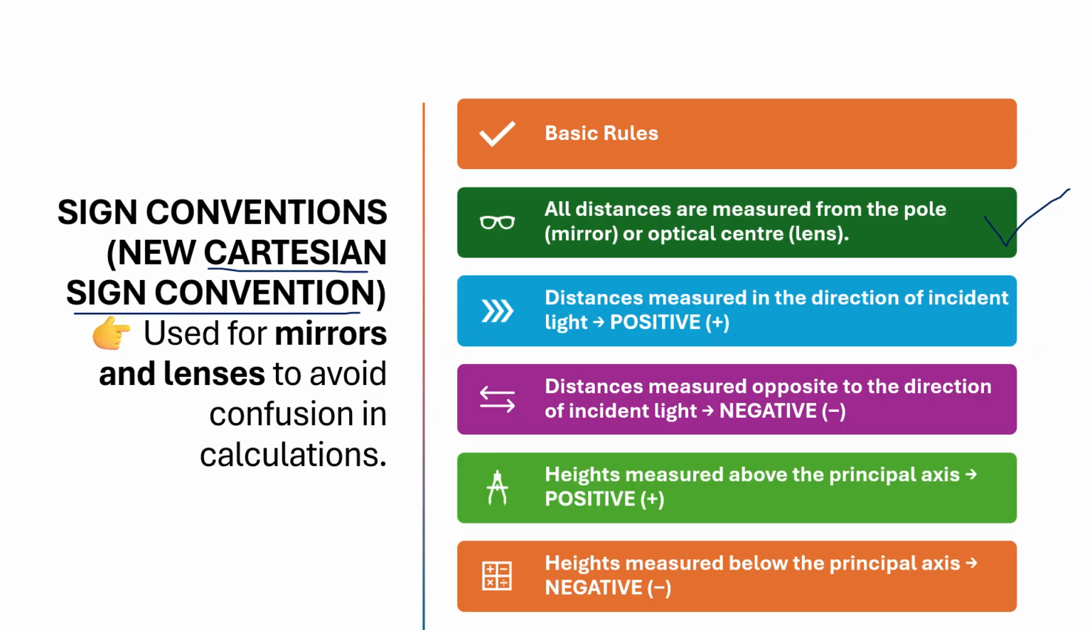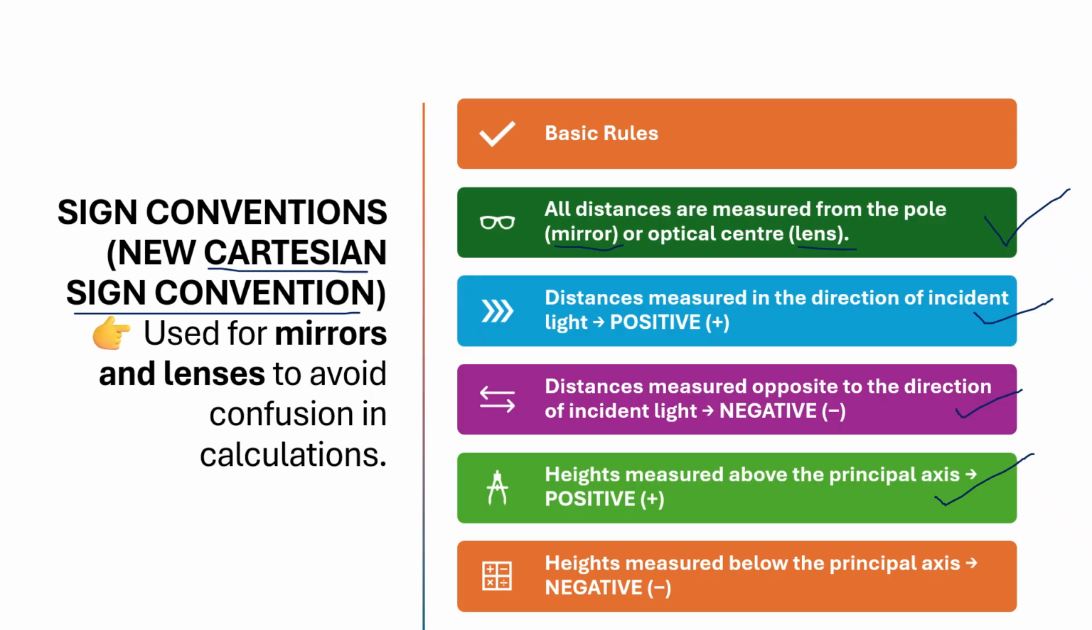Please, it's a request that you write down these points. All distances are measured from the pole or optical center. When we say pole, that's mirror. Optical center, we're talking about lens. Distances measured in the direction of incident light are positive. Distances measured opposite to the direction of incident light are negative.